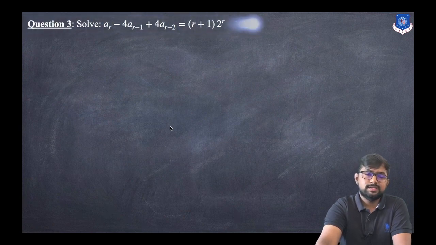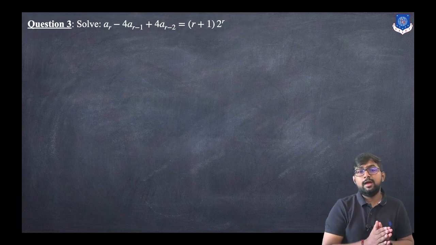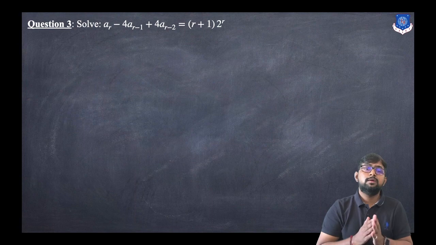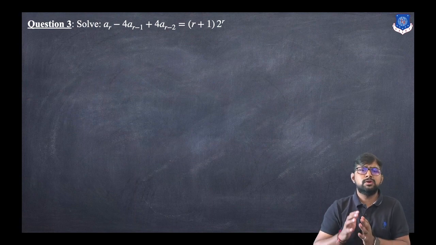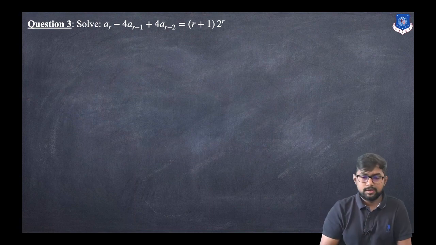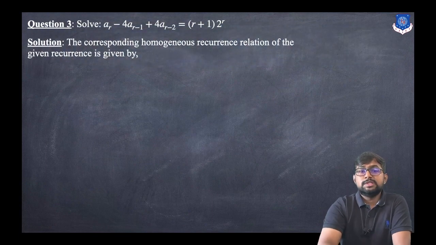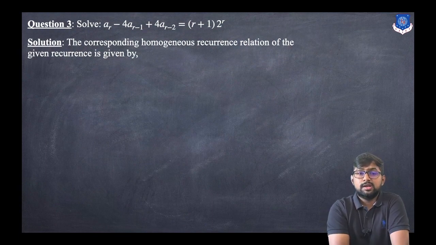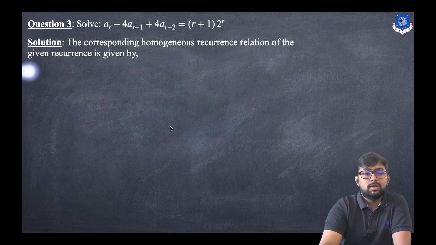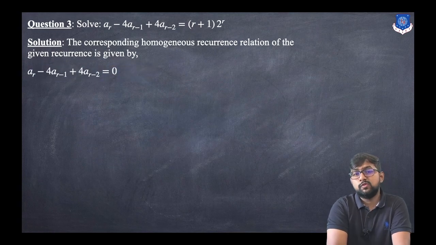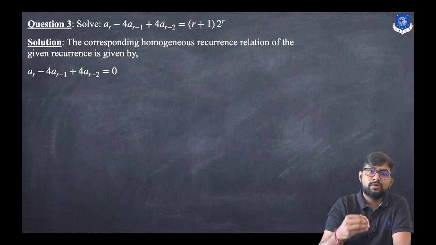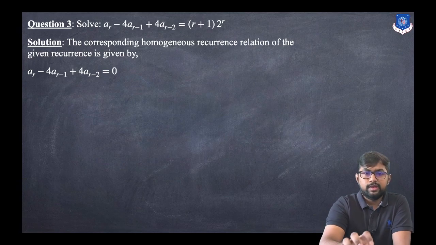Let us discuss the last example. Solve a_r minus 4a_(r-1) plus 4a_(r-2) equals (r plus 1) 2 raised to r. Now see, the corresponding homogeneous recurrence relation will be what? It will be a_r minus 4a_(r-1) plus 4a_(r-2) equals 0. Just simply put the right hand side as 0, so we will get this.